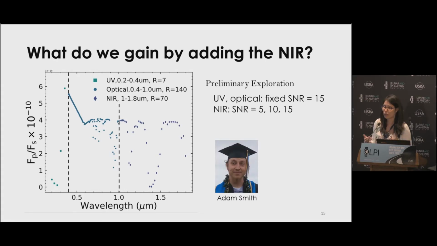But this is all very preliminary work. What we're going to do is we're going to fix the signal to noise in those first 2 regimes, and then we're going to vary the signal to noise in the near infrared, going from low signal to noise all the way up to match what we have in the optical.